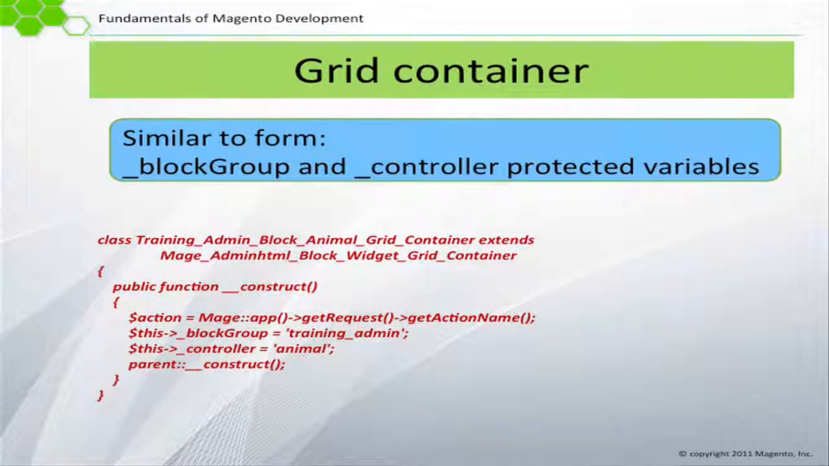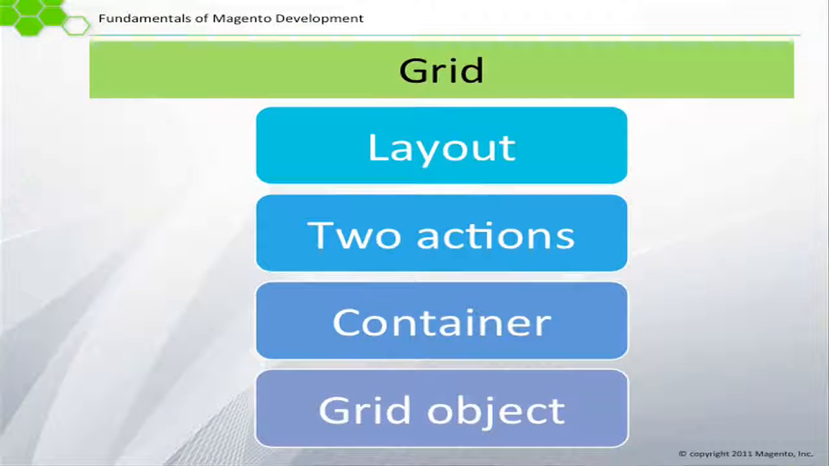The grid container is declared similarly to the form. We specify a block group and a controller. I'll discuss the action as we go through the exercise. So for the grid, we have this layout definition, and then we have the two actions if we want Ajax. Grids in a container. And that's about all I'll say.